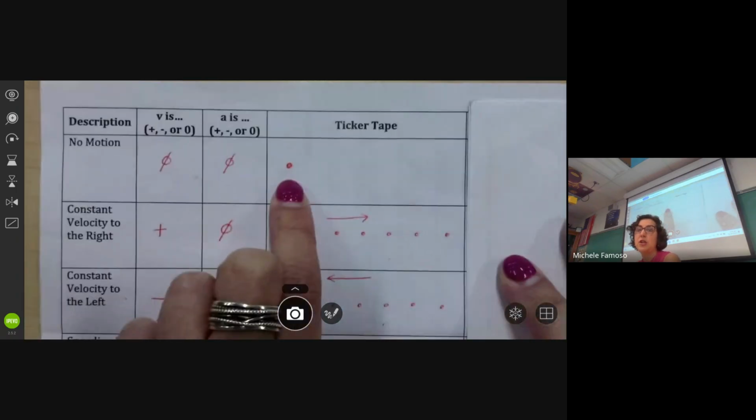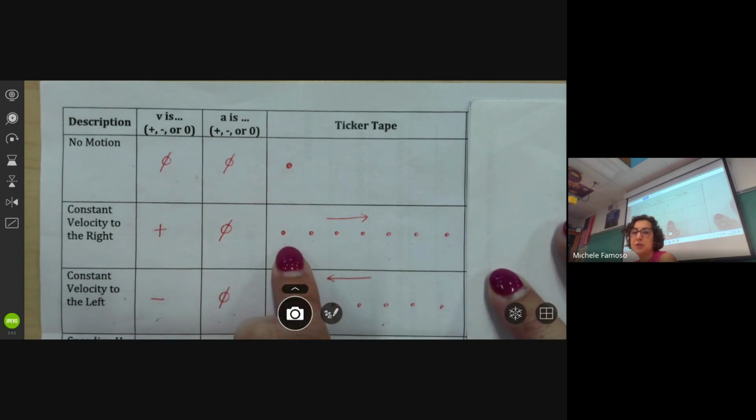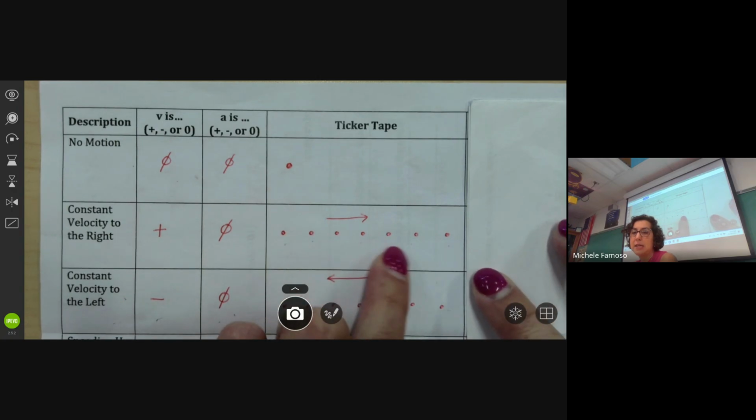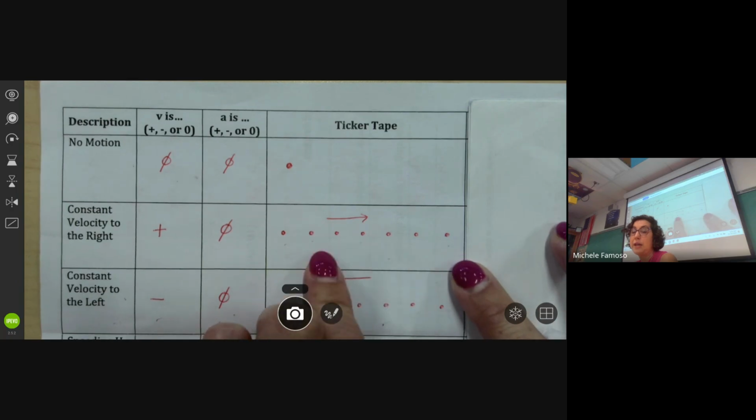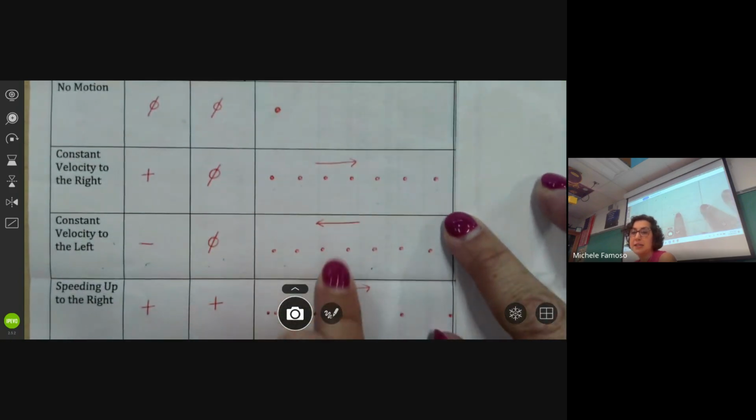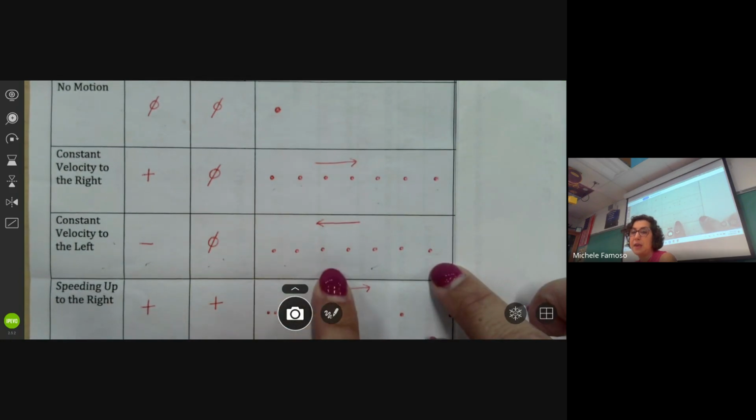All right, let's now look at the ticker tapes. If you're not moving, you just have a single dot on your ticker tape. If you have a constant velocity to the right, you expect to see your dots equidistant, and you're reading it from left to right. That's why the arrow is above it, showing you which way the object was moving. If you have a constant velocity to the left, it looks like the same thing, but the arrow is drawn to the left. Dots must be equidistant.